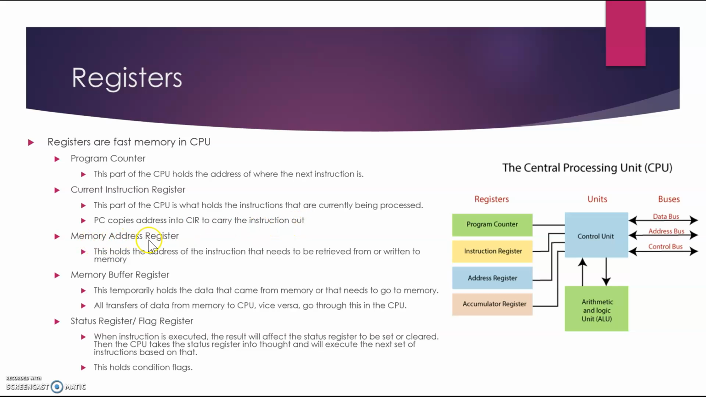The memory address register holds the address of the instruction that needs to be retrieved or that needs to be written to memory, as well as the memory buffer register, which temporarily holds the data that comes from memory or that needs to go to memory. All transfers of data from memory to the CPU, vice versa, go through this. So this is also called memory data register. These two are the main way how the CPU interacts with memory. This one's for the data and this one's for the addresses.